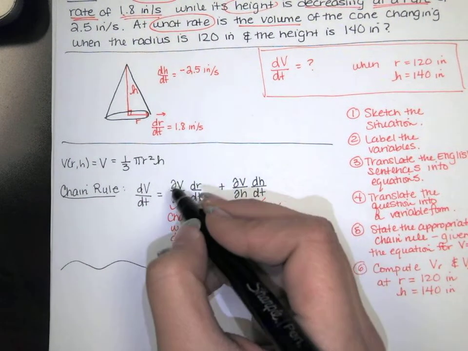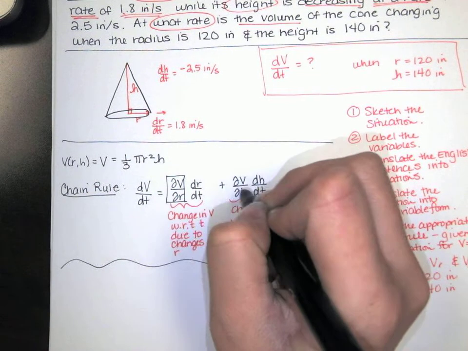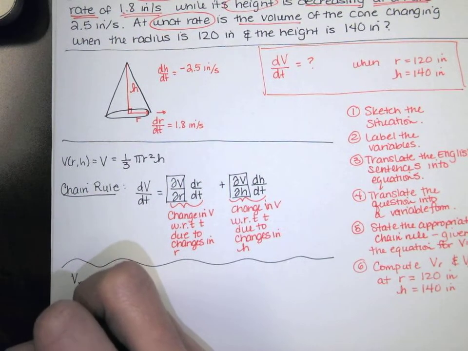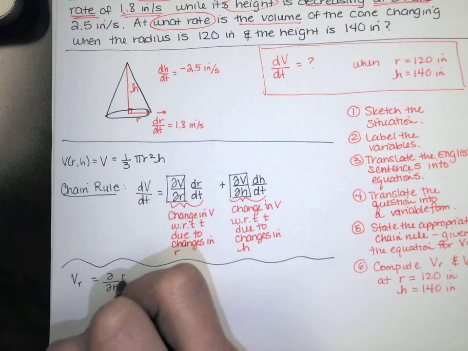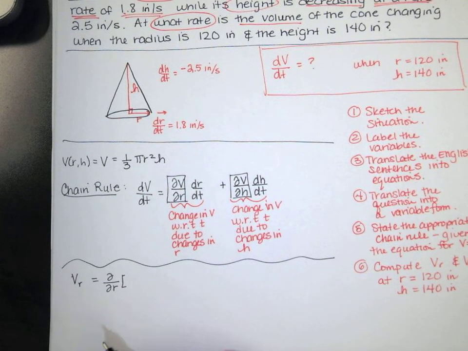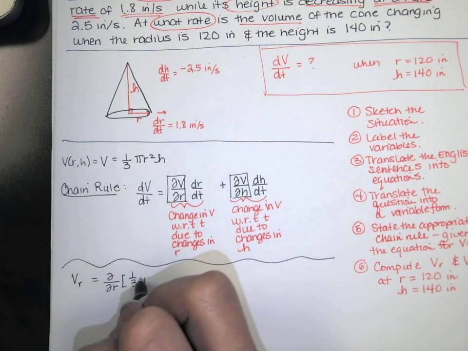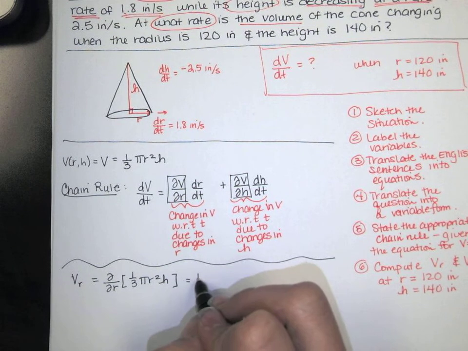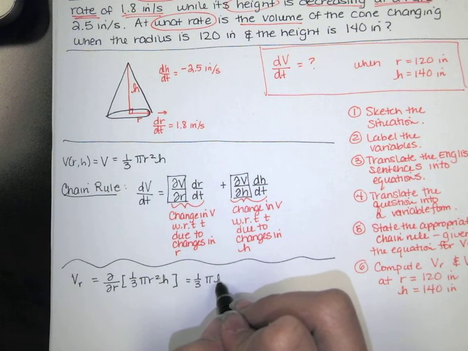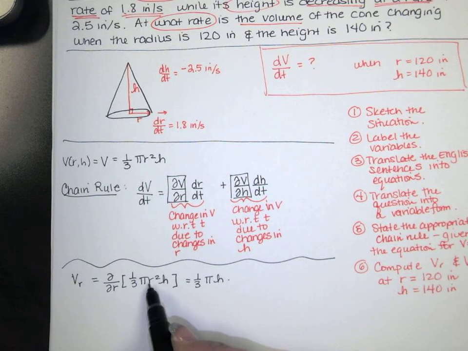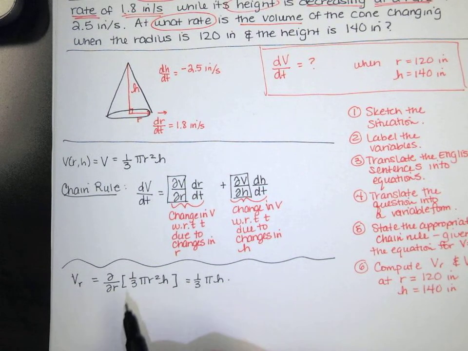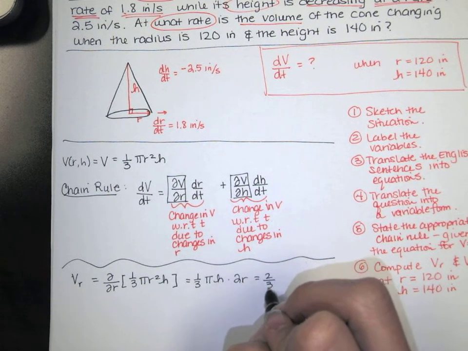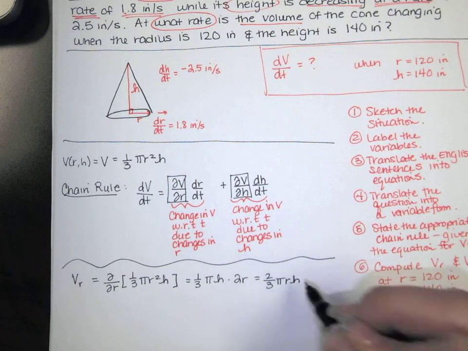Okay, so we're going to compute these two partial derivatives, this one and this one. So I need the change in v with respect to r, holding h constant. So this is how much is the volume changing as r increases by 1 unit. We want to know. Now if we're treating h as a constant, I've got 1/3 as a constant, pi as a constant, and h as a constant. I'm differentiating r squared with respect to r. So I pull out my constants, and the derivative of r squared with respect to r is just 2r. So I end up with 2/3 pi times r times h.